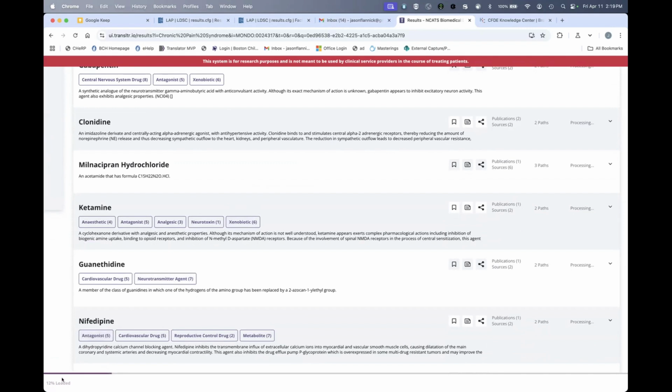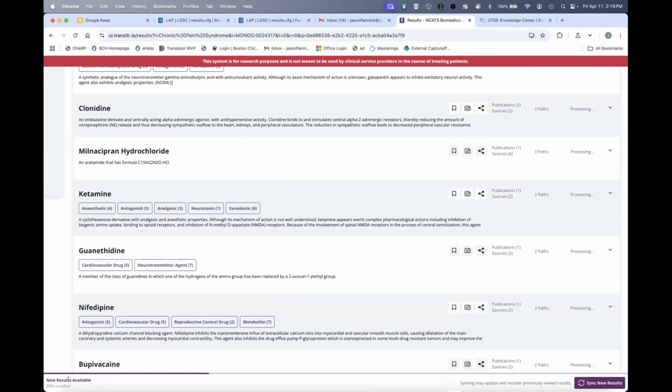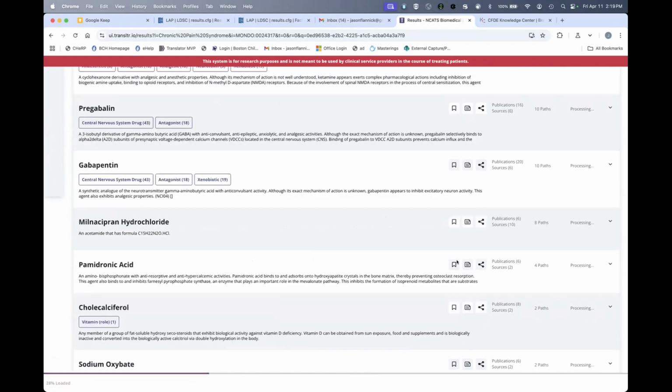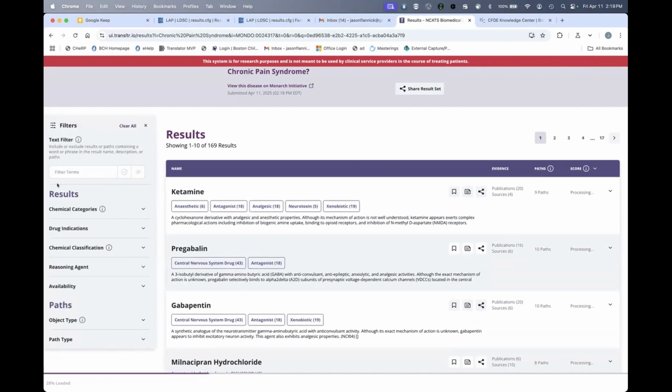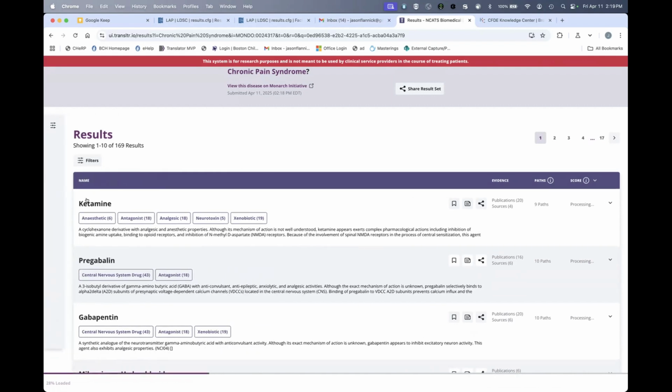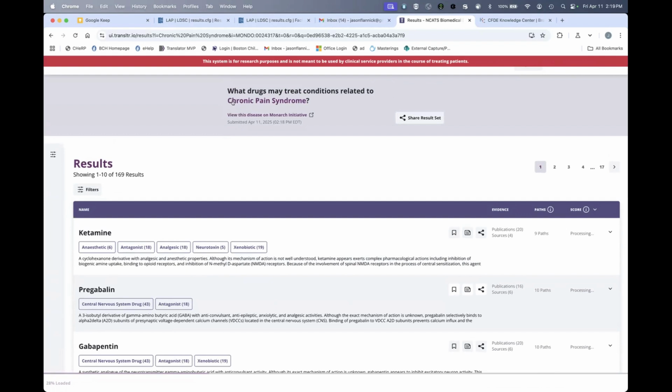So down here, the annotate button's hiding it, but I think it says some number that are added. And as you see, as new stuff appears, you'll have an option to sync new results and they'll update automatically. And then there's ways to filter results that are coming back. I'll show you that in a minute. But for each result, this is showing us, we constrained drugs may treat conditions related to chronic pain syndrome. So each of these is going to be a drug. And you can expand these to see the reason that this inference was made.